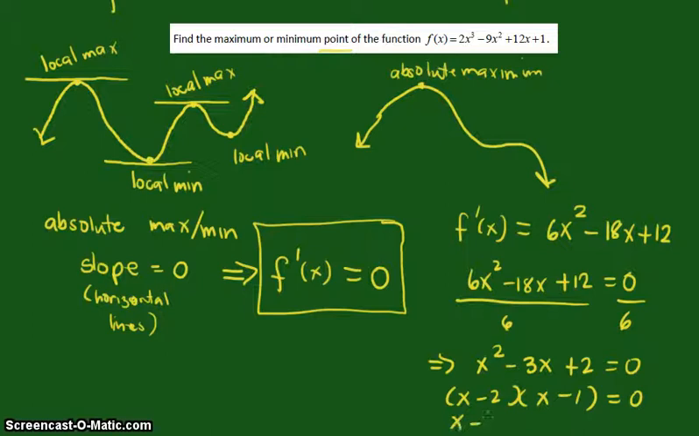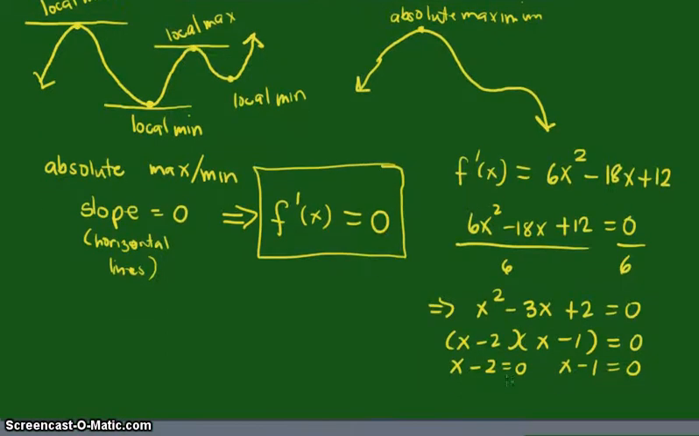This means x minus 2 is 0 or x minus 1 is equal to 0. And what will be the x so that x minus 2 is equal to 0? It should be x equals 2 and the other is x equals 1. Okay, so we have 2 points here. The first one with x equals 1 and the second one with x equals 2.